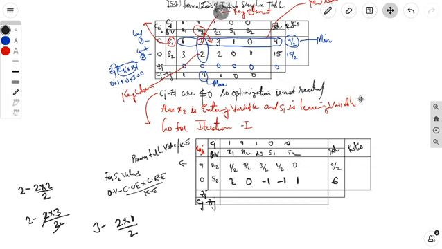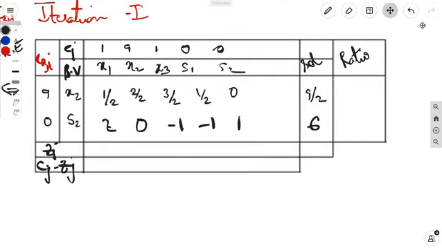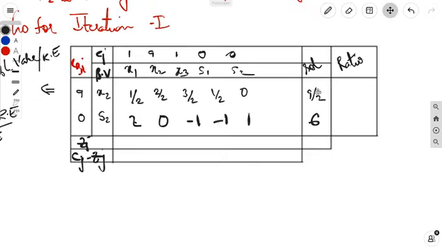Now our next step is to calculate Zj values. What is Zj? What is the formula for Zj? Zj is sigma CBi into Xi.